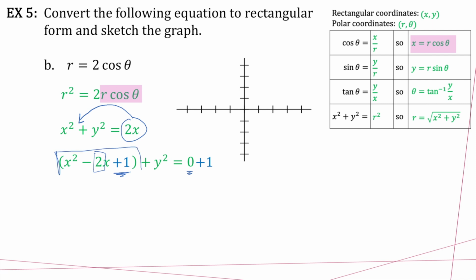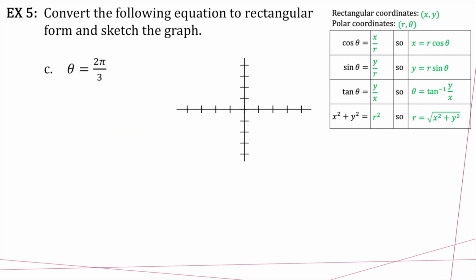Now this, let's clean that up a little bit. That gives us x minus 1 squared plus y squared equals 1. And that's a circle with a radius 1, but just moved over to that center point there. If you're looking at that and thinking, oh my gosh, I would never have come up with that on my own, that's okay. This is a learning mode situation. We're teaching you. Okay, what about this one?